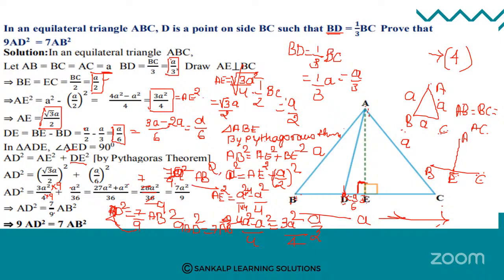Therefore, AD square is equal to 7 by 9 AB square. Transfer this 9 to this side. 9 AD square is equal to 7 AB square. So this question can be asked for 4 marks.